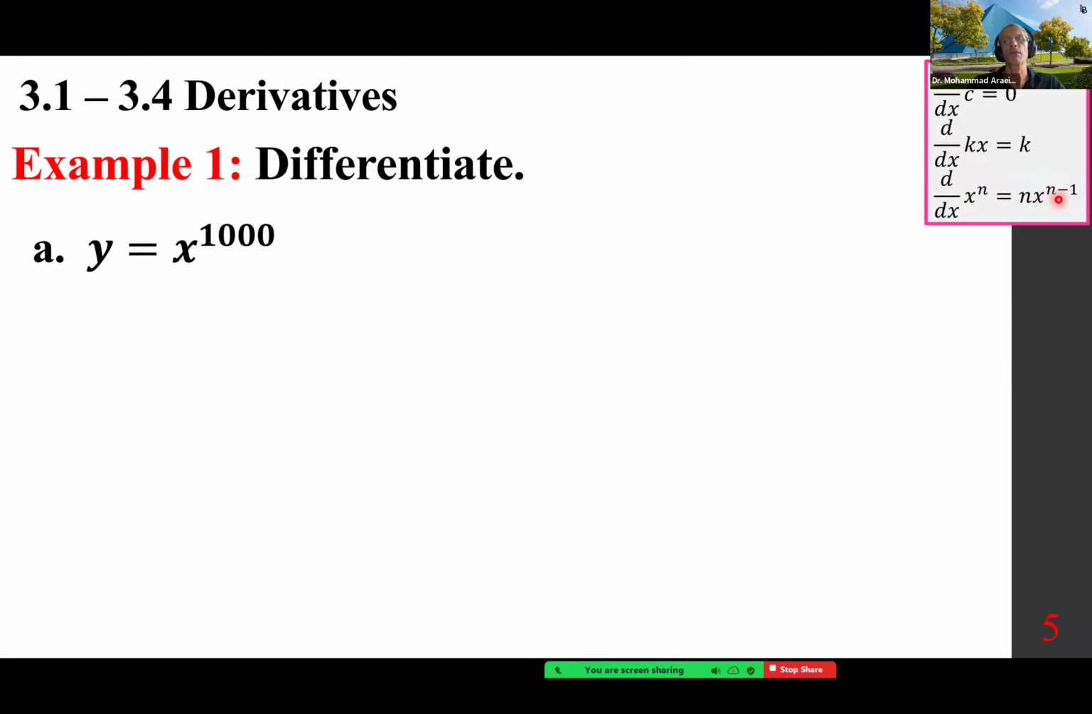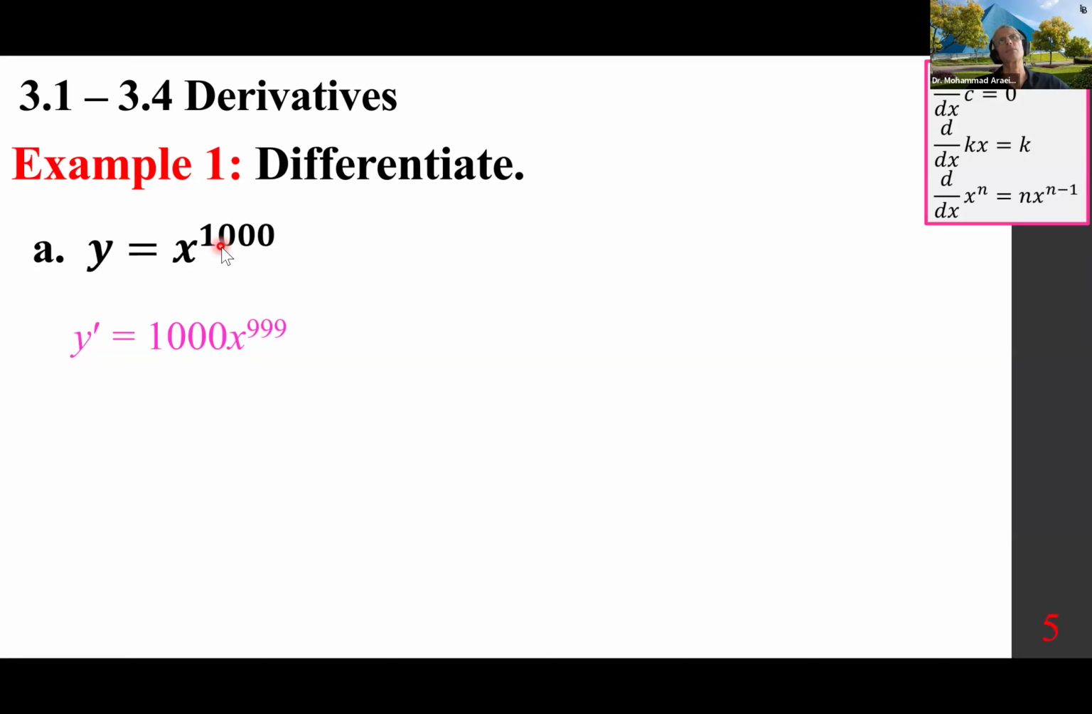So, using this, 1000 becomes a coefficient. You drop the exponent by 1. You get y prime is 1000 x to the power of 999. Or you might say dy dx. That means the same thing.